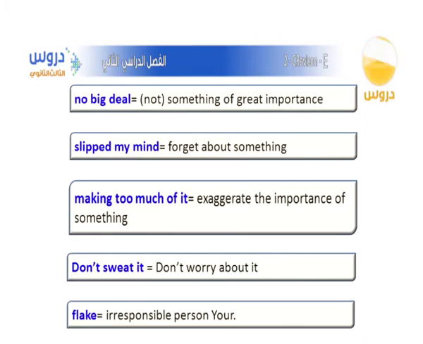Next, making too much of it. That means you exaggerate the importance of something. Exaggerate means like you are making it big. Don't sweat it means don't worry about it. Flake, when I describe someone as a flake, that means he is an irresponsible person. So it's not nice to describe someone as a flake.